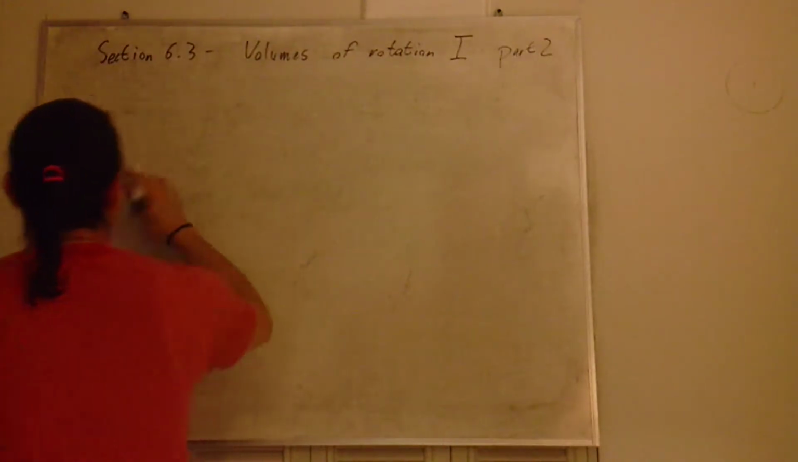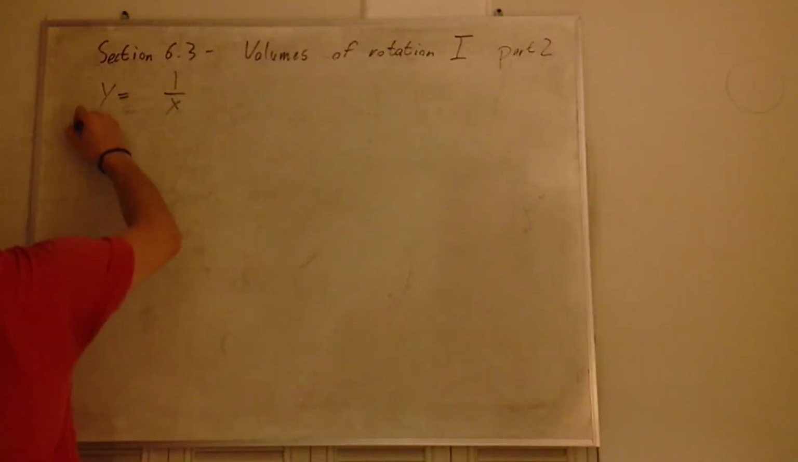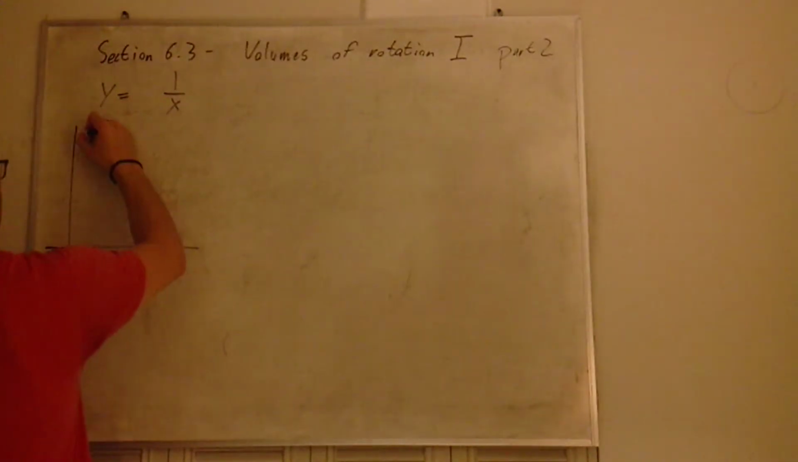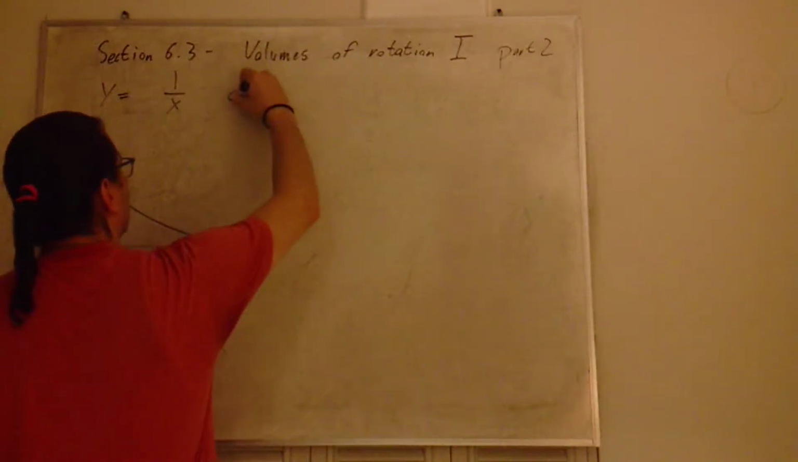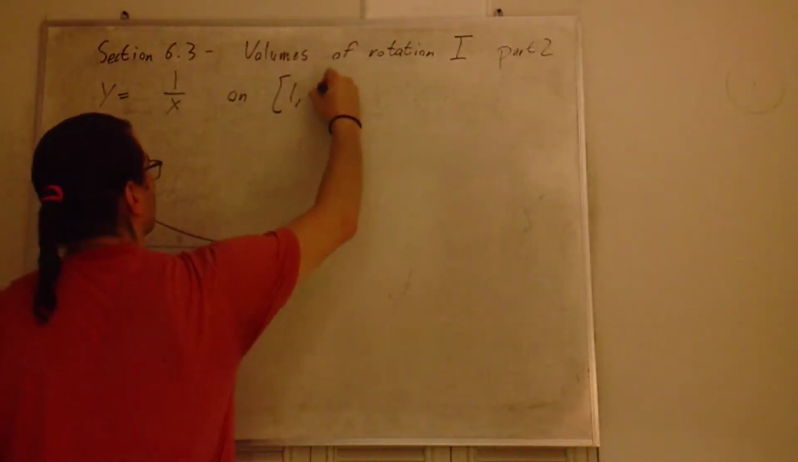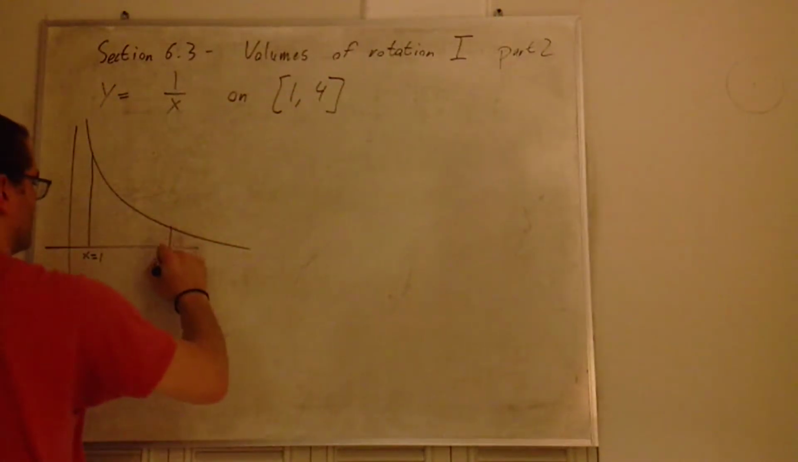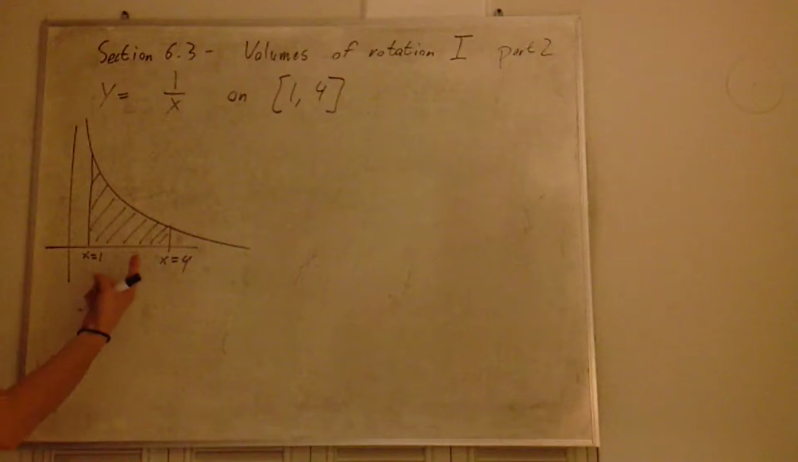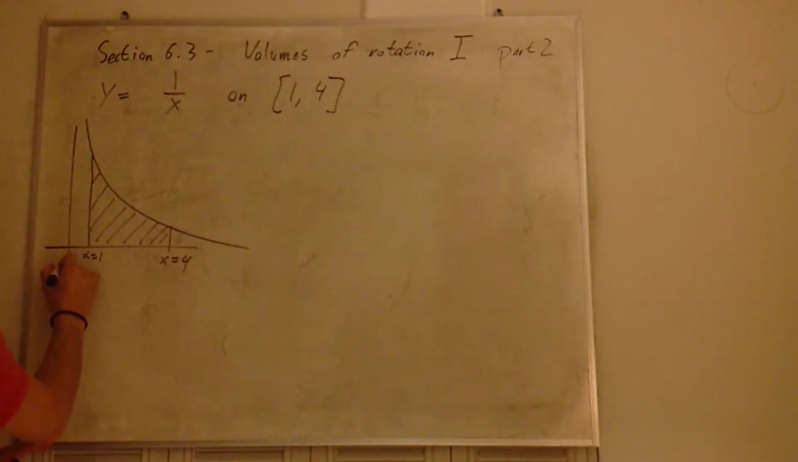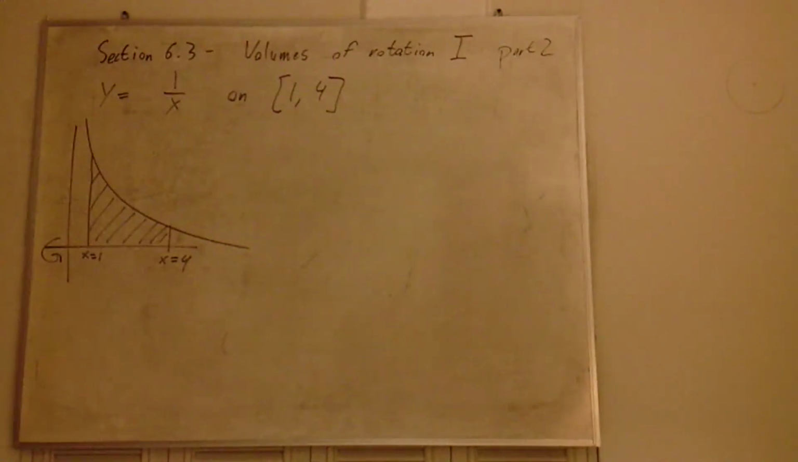So the next example I want to talk about is, we're going to look at the function y equals 1 over x, which looks like this. I'm going to look at the interval from 1 to 4 on this. So here's x equals 1, here's x equals 4. This is the area that I'm going to be spinning around the x-axis. Let's do rotating around the x-axis first.